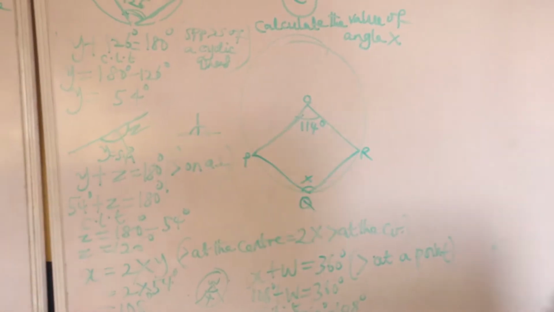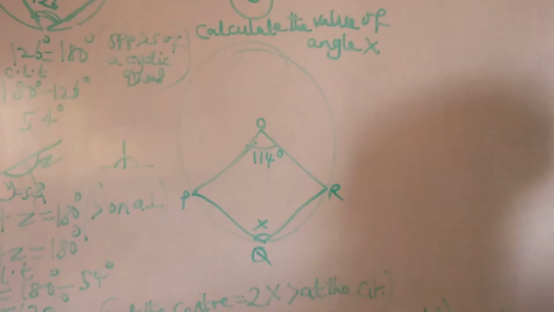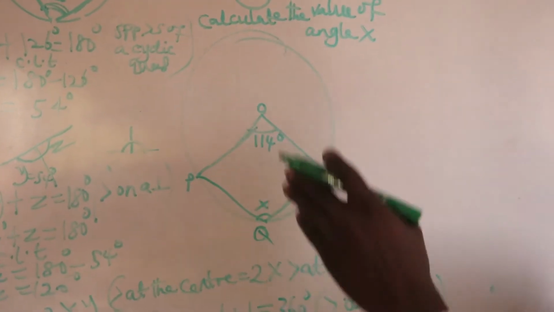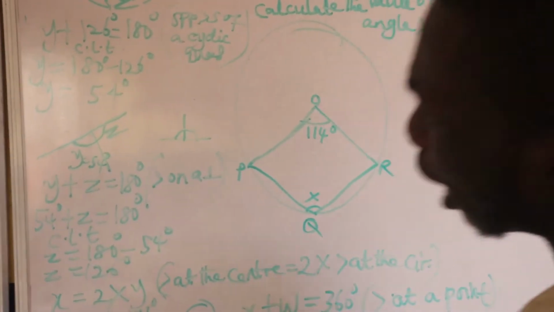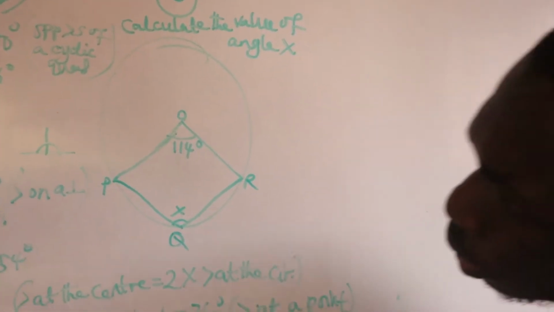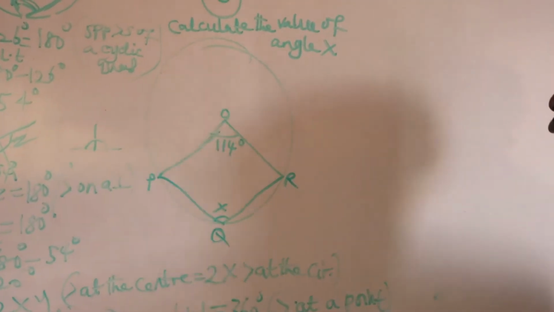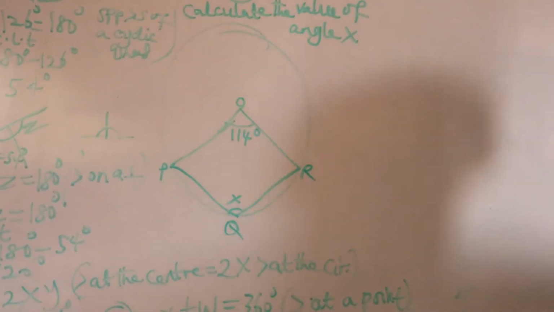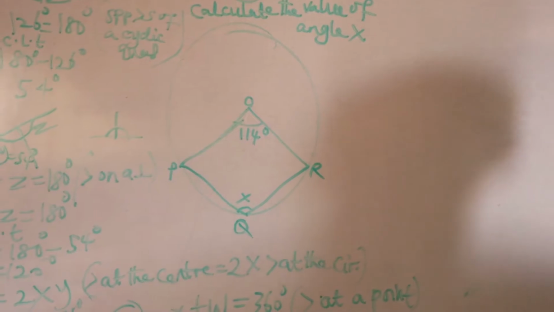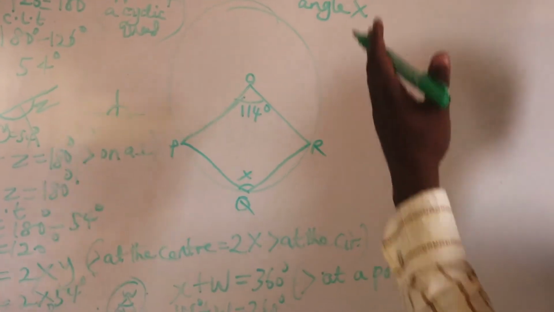Now, you have been asked to calculate the angle of x. Now, I want to apply theorem 4 on this. It tells us that opposite angles of a cyclic quadrilateral are supplementary. But here we do not have a cyclic quadrilateral; this isn't a cyclic quadrilateral.